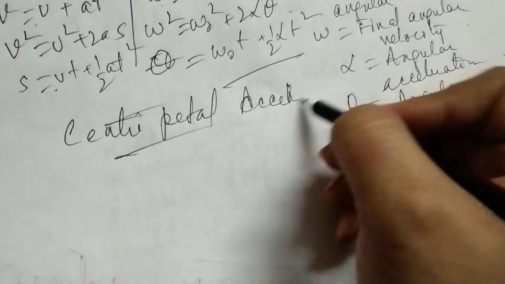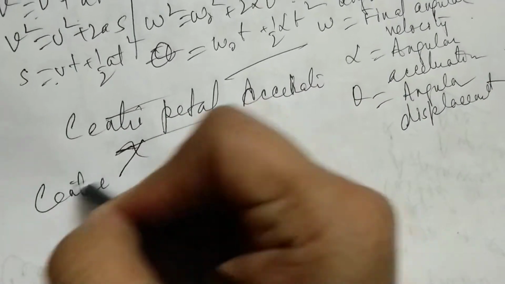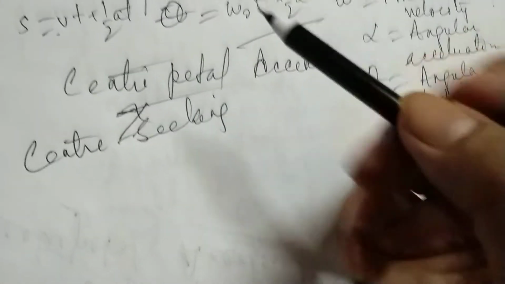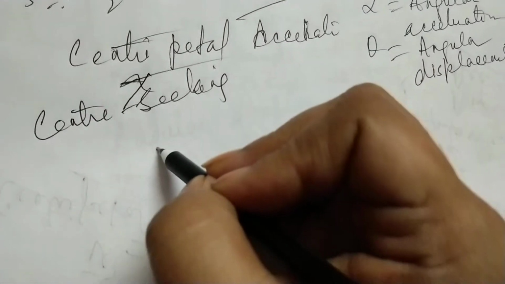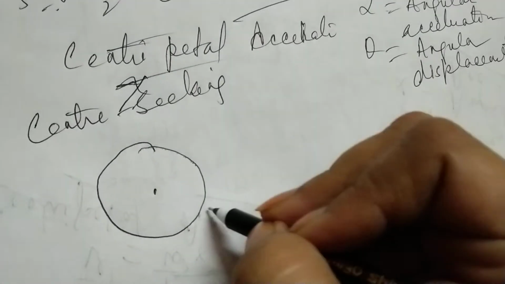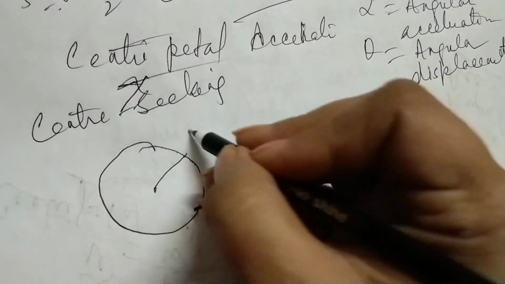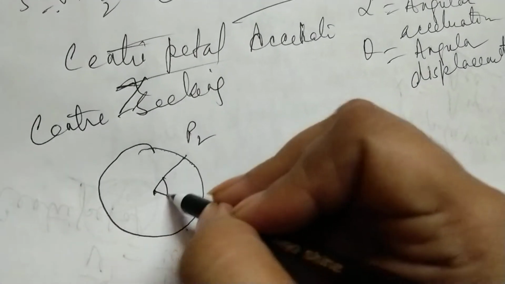Now when we write the word centripetal, what does it mean? It is the center-seeking acceleration. And when we derive the relation and multiply it with the mass, it becomes the force. So let us take, for example, a circular path. This is the center. Let us assume the particle initially was at P1. After a certain interval, the particle is at P2. So this is the angular displacement.